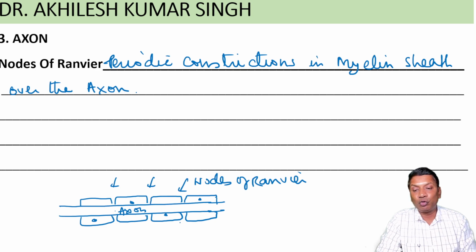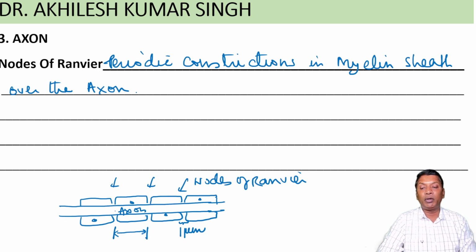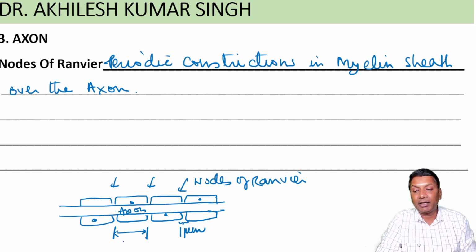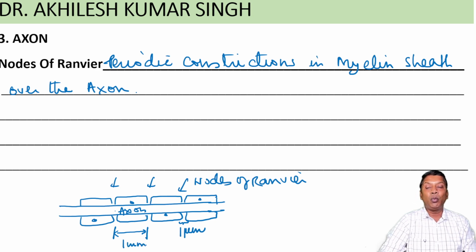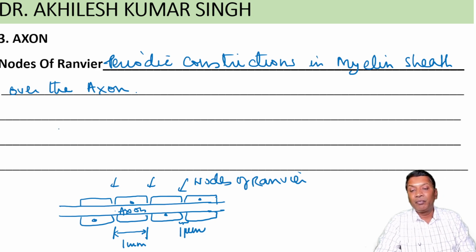So you have to remember 2 points over this. What is the width of this node of Ranvier? The width is 1 micrometer, and the distance between the two nodes of Ranvier, which is also called the internodal distance, is 1 millimeter, right?